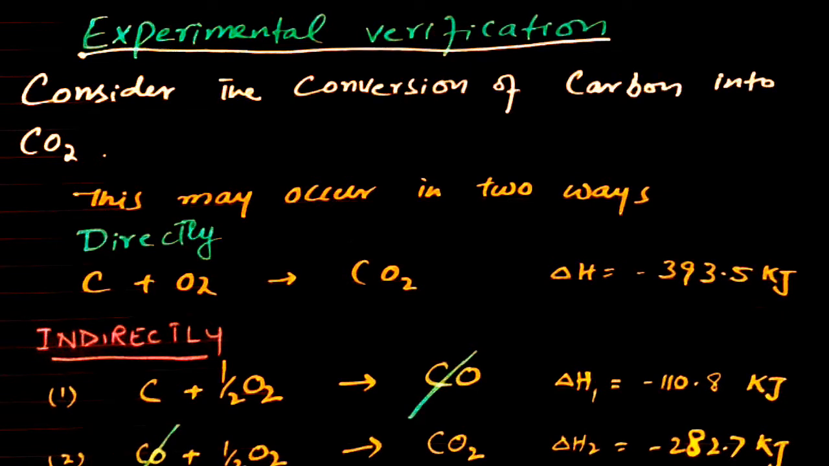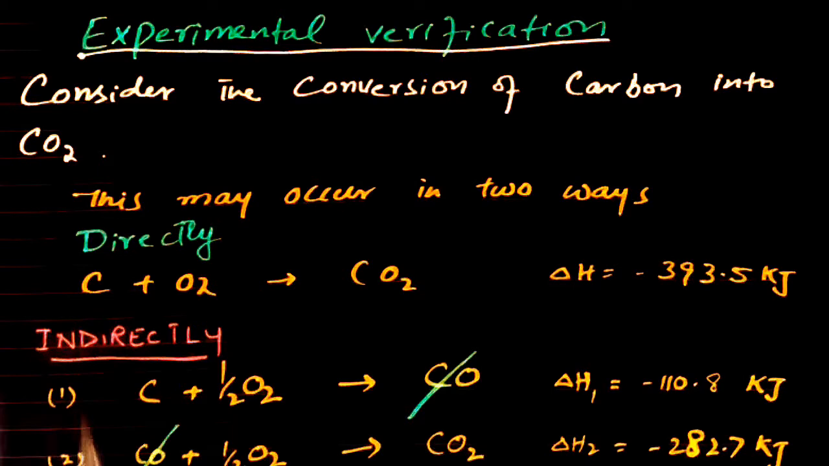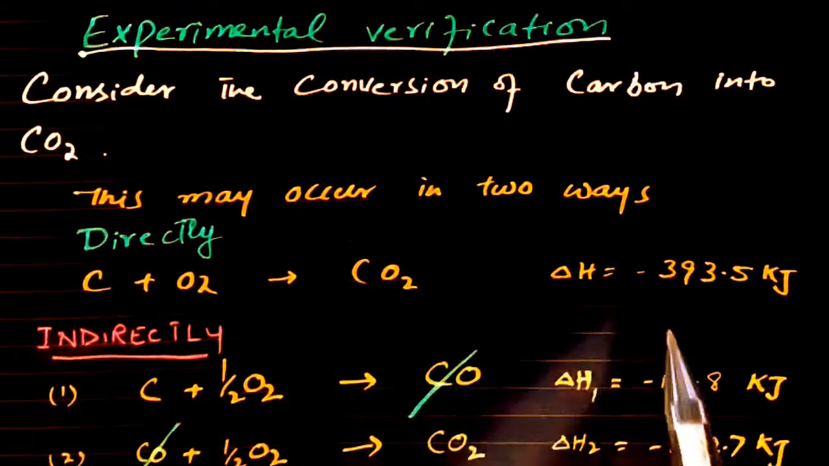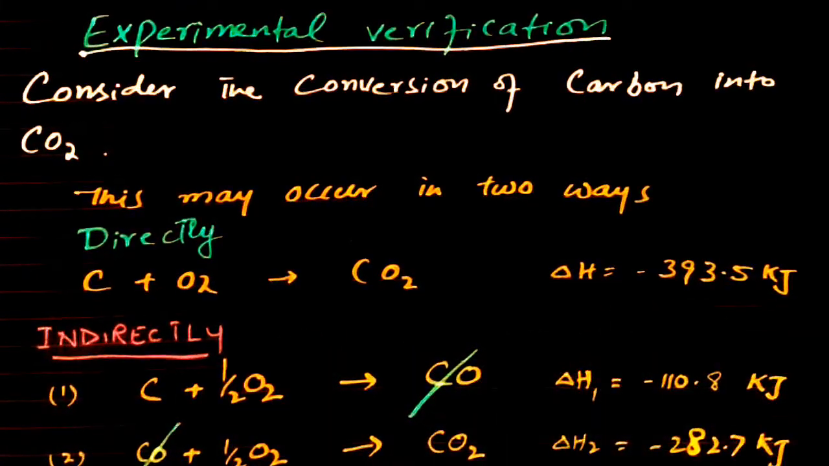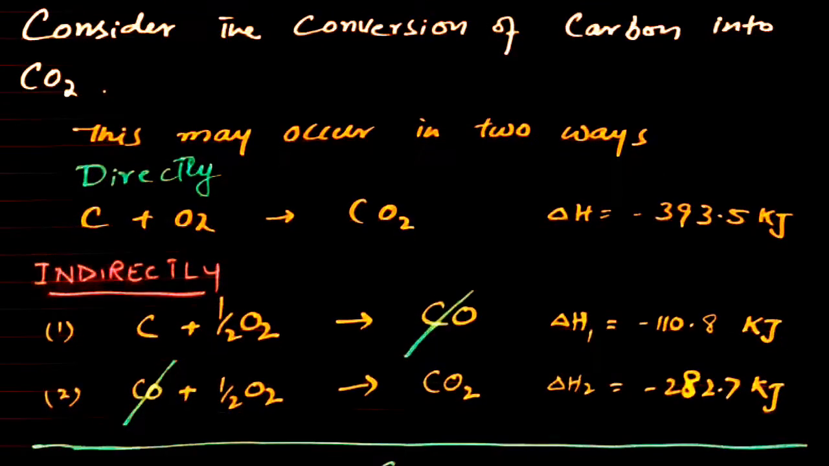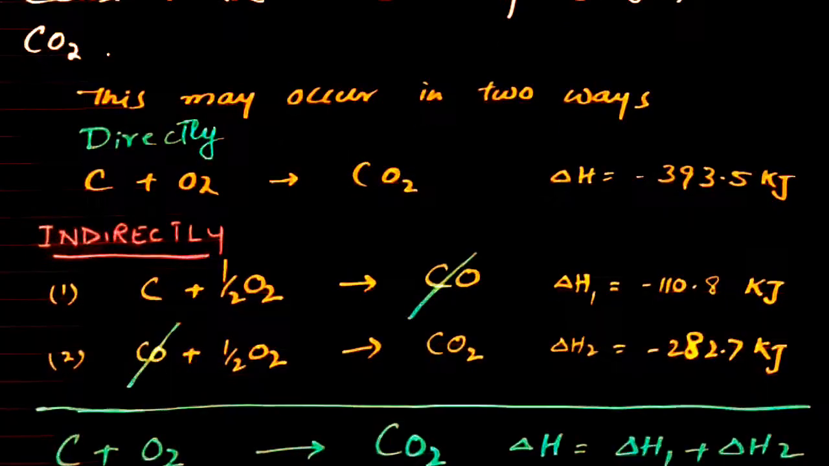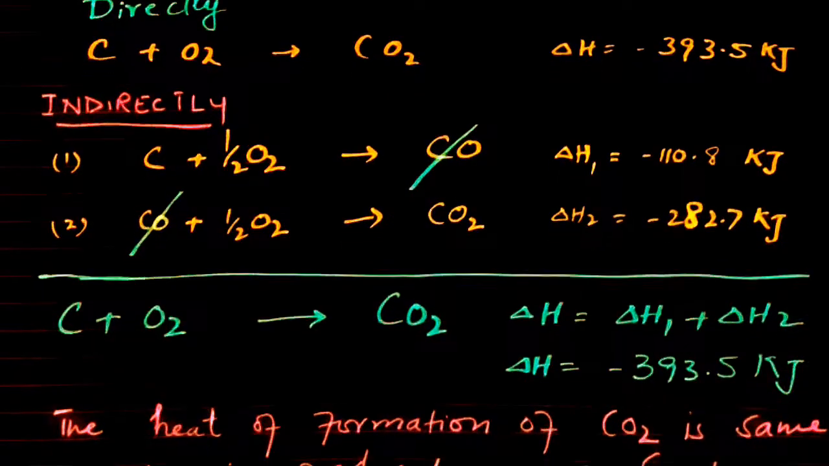Now if you want to experimentally verify this law, that the heat of reaction in a single step is equal to the heat of the reaction in multiple steps, then experimentally you take the example of carbon dioxide. The formation of carbon dioxide can occur by two different methods, one is the direct method, another is the indirect method. In the direct method, carbon is converted into carbon dioxide, in which 393.5 kilojoules of energy is released, along with a minus sign which shows energy is released. Indirectly, it will occur in two different steps.